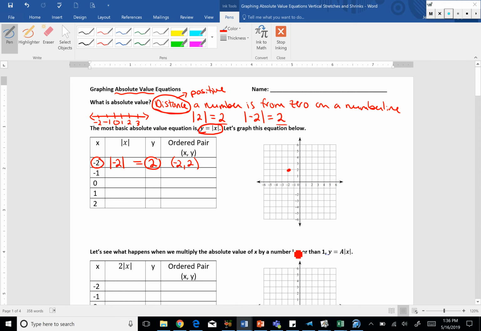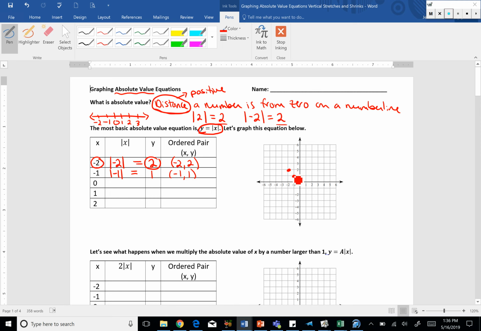So the two things I circled up there, it's how I got my ordered pair. The -2 we put in for x, and then the y that we got out as an end result. Next up, same thing with -1. Absolute value of -1 is just 1. How far from 0 is -1? It's 1 space. So I put -1 in for x, and I got a 1 out for y.